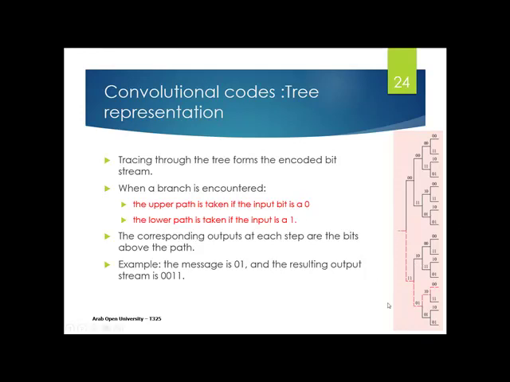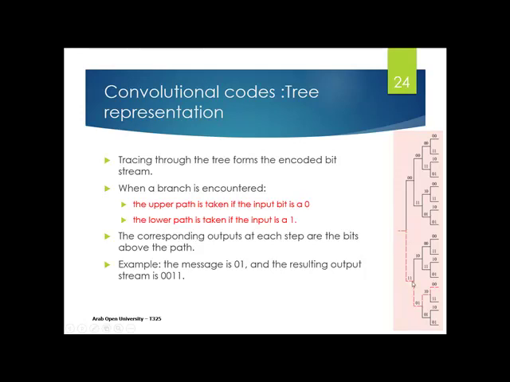If I want to take the output of, let's say, a sequence of 1, 1, 0, 0, I start at this point. If the input bit is 0, I go to the upper path, and if the input bit is 1, I go to the lower path. So the example I consider is 1, 1, 0, 0. So when I say 1, I go to the lower path.